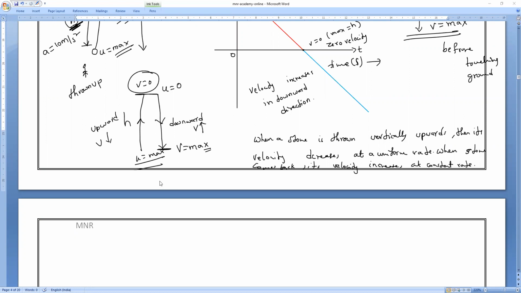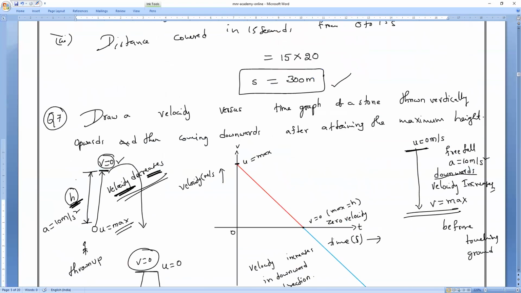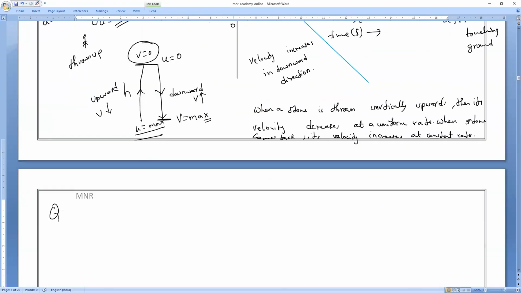Next question. Shall we start? What is the question number? 8 or 9? 8, sir. Question number 8. An object is dropped from rest. Dropped means what is the initial velocity? 0. Dropped from rest, not thrown upward, guys, coming downwards. So the initial velocity is what? 0, coming downwards.